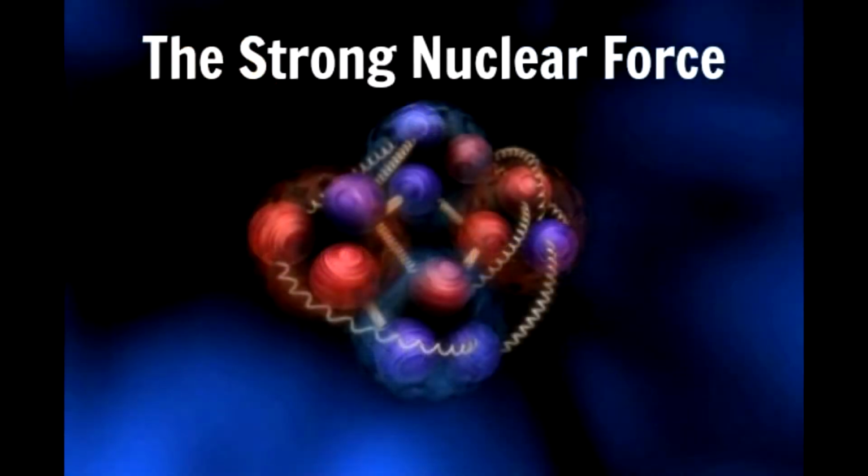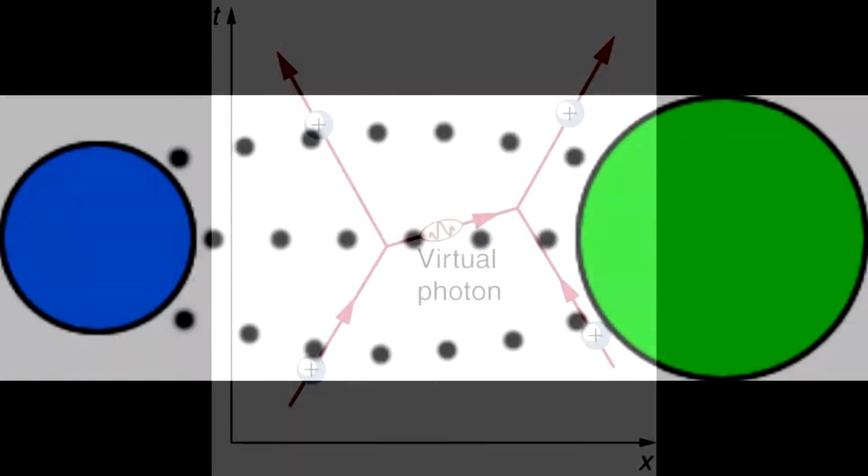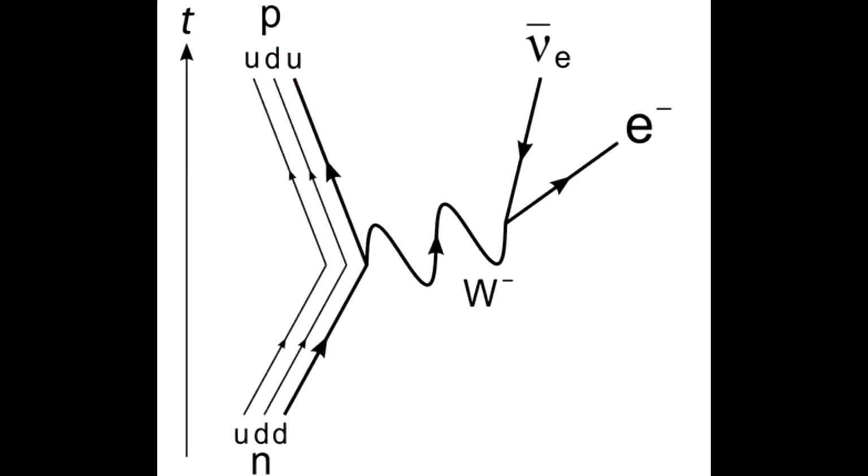The strong nuclear force has an attractive force between 0.5 femtometers to 3 femtometers, and the strong nuclear force keeps the nucleus stable. Its exchange particle is a pion. Gravity's exchange particle is a graviton. Electromagnetism's exchange particle is a virtual photon. The weak nuclear force's exchange particle is a W boson.